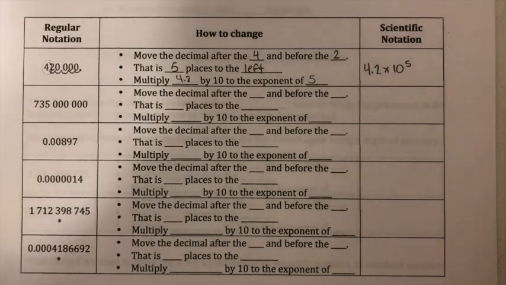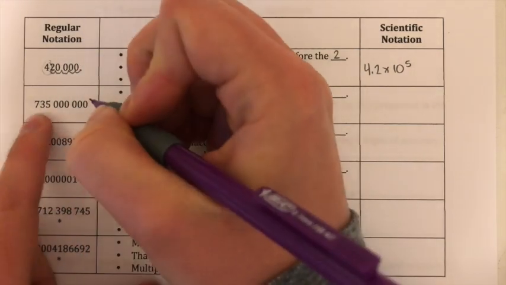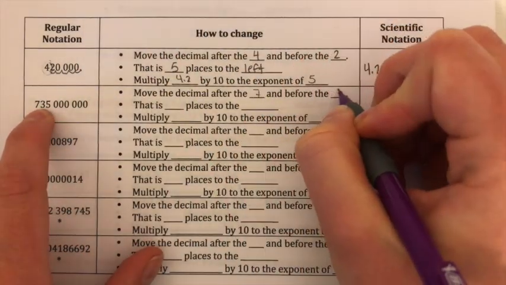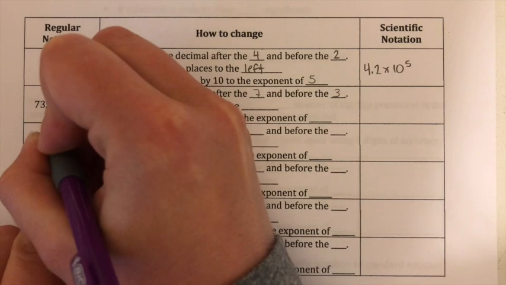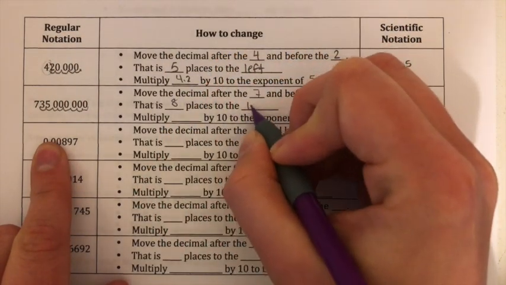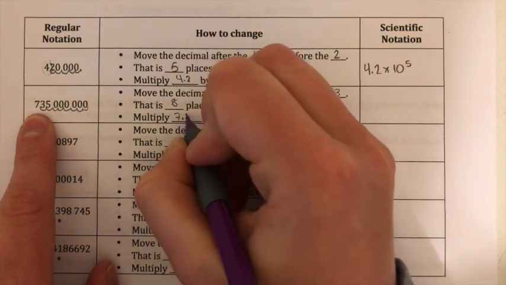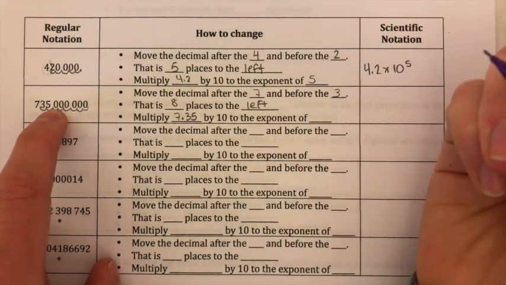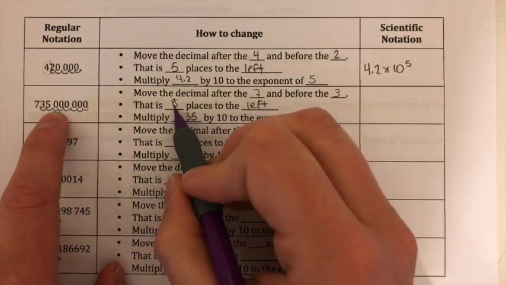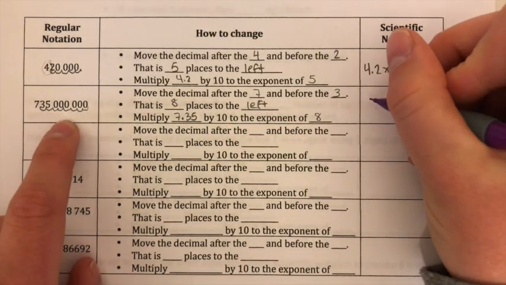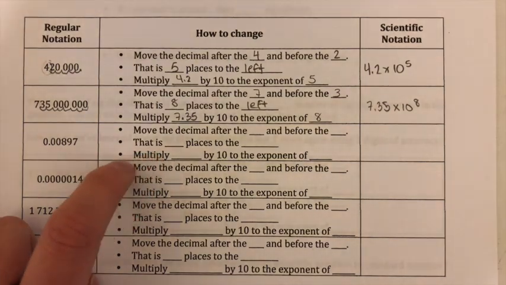This next one, we've got 735 million. Again, we want a number between 1 and 10. So we need to move that decimal in between the 7 and the 3. That's 1, 2, 3, 4, 5, 6, 7, 8 spots to the left. So we're going to multiply 7.35 this time, because the 5 still is there, by 10 to the exponent of 8. It's going to be positive because it's left, and it's 8 because we moved it 8 places. So that's 7.35 times 10 to the 8.